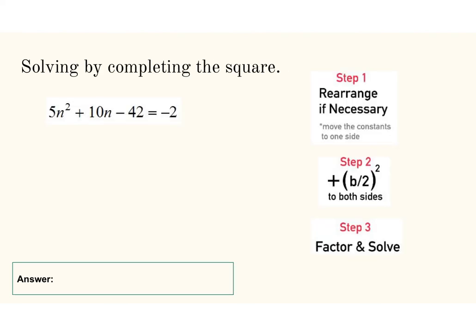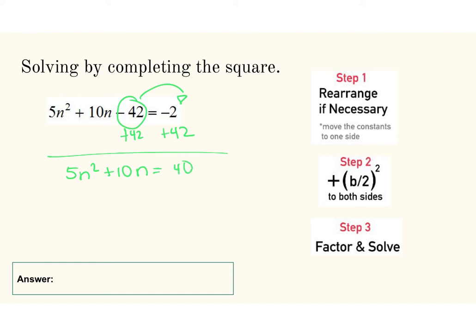So another method to solving a quadratic equation is to complete the square, which makes something that was not factorable factorable. So step 1 is to rearrange by moving all the constants to one side. So 42 is a constant, so I will move that to the right by adding 42. So I'm left with 5n squared plus 10n equals 40.